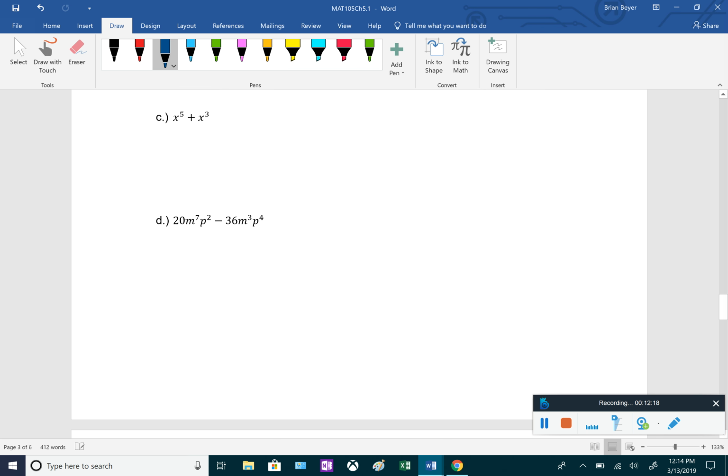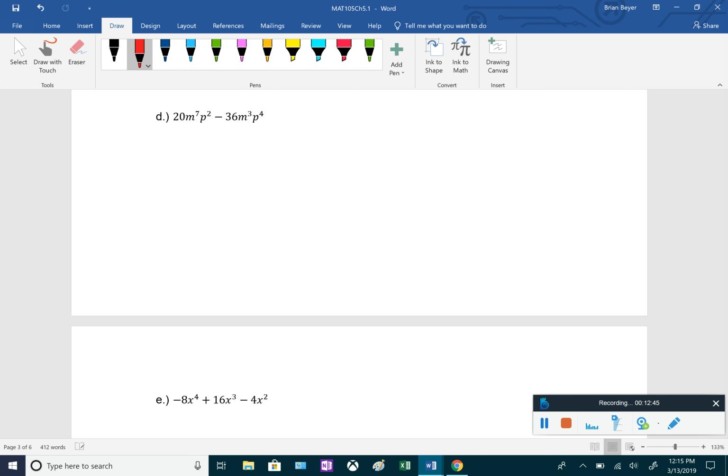Okay, and then for the next one, x to the 5th plus x cubed. So this is going to be a GCF of x cubed. And we're going to be left with x squared plus 1. x to the 5th divided by x cubed is x squared, and x cubed divided by x cubed is 1.